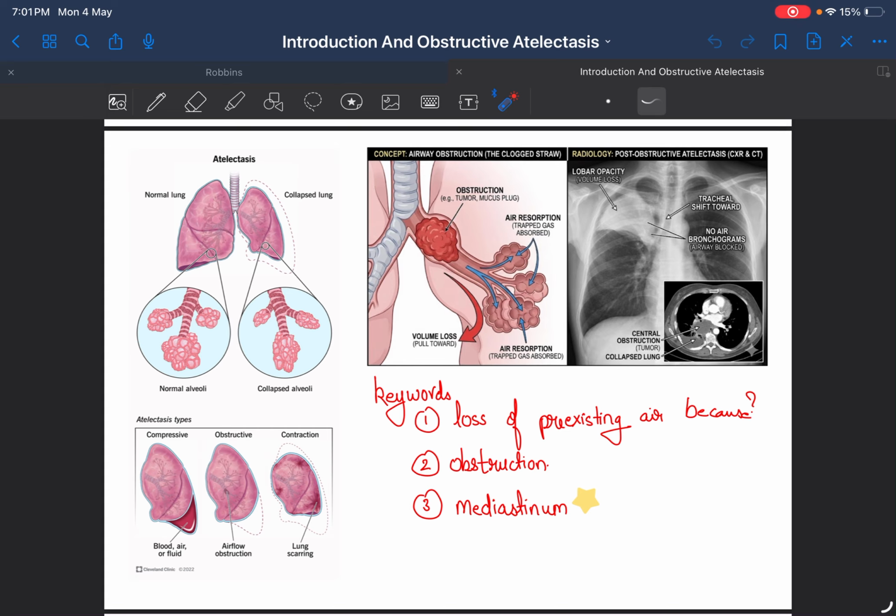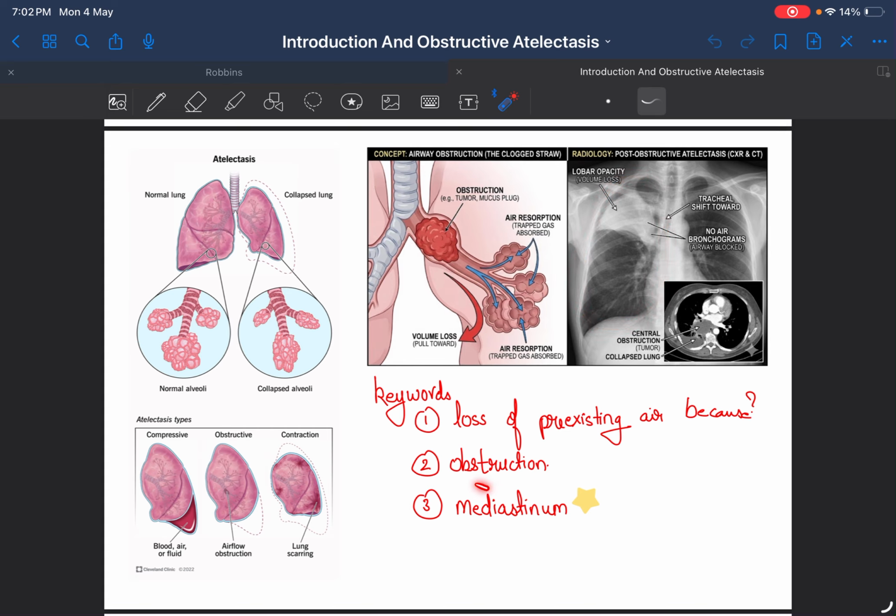Because of airway obstruction, there will be loss of pre-existing air in the peripheral alveoli, leading to alveolar collapse. It occurs when an obstruction prevents air from reaching the distal airways. Since the volume is diminished, the mediastinum that's present would shift towards the lung that has atelectasis.